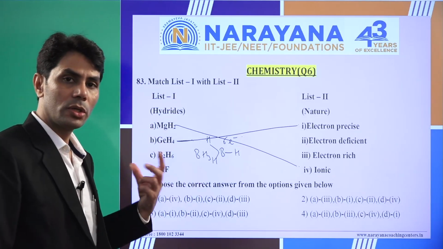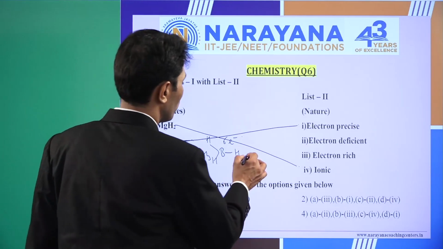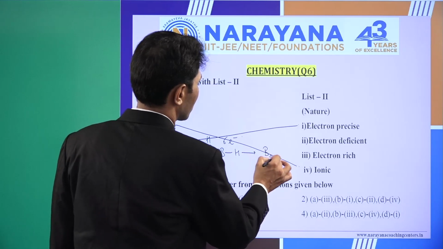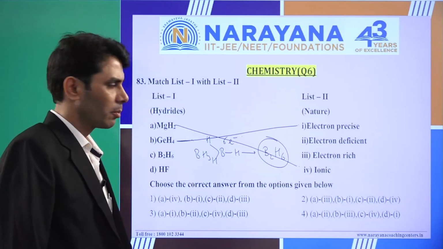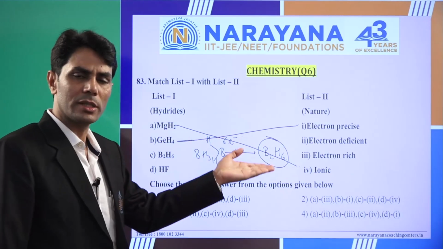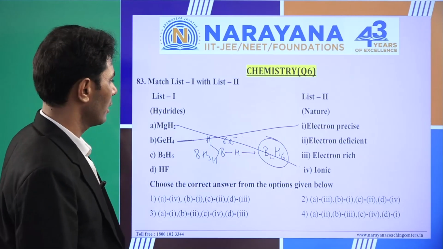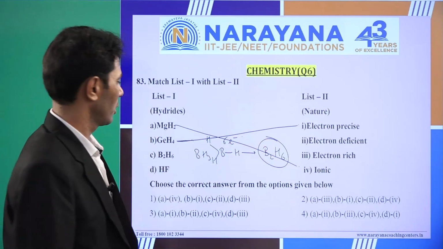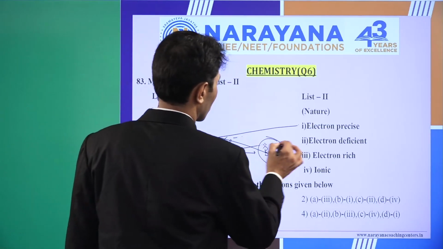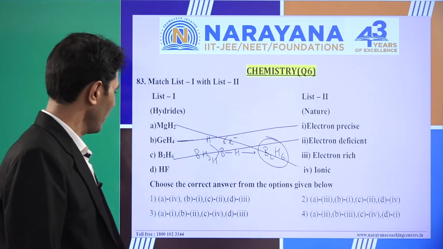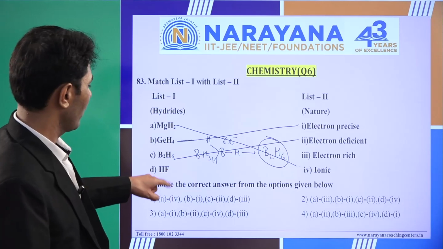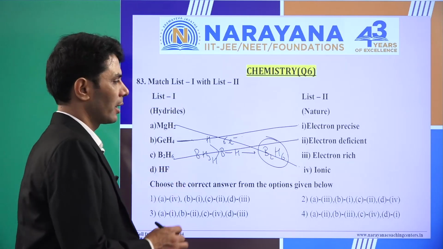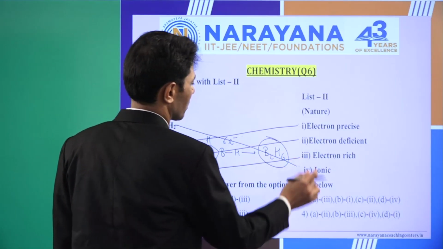That's why it goes into its dimer form and forms B2H6. But it is also electron deficient because it is the dimer form of this molecule itself. So we can say it is an electron deficient species. So C is connected with second, right? And the last one is HF. HF is H positive, F negative. It is an electron rich species.